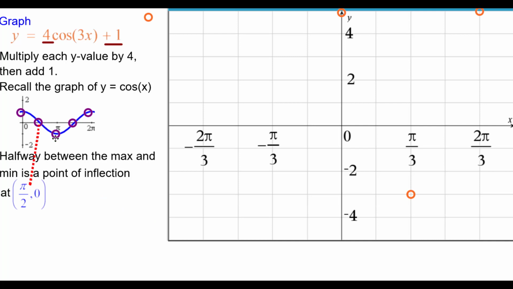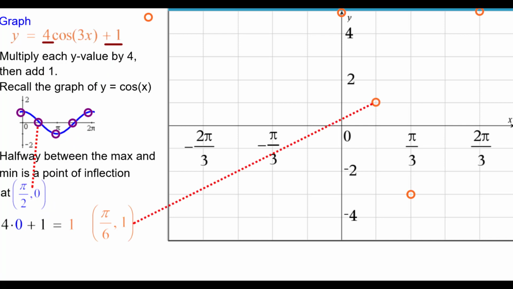Halfway between a max and a min is a point of inflection. Here it's going to be at pi over 6, not pi over 2. That's halfway between here. For the point of inflection, 0 times 4 is 0, plus 1 is 1. So that's going to be at the point pi over 6, comma 1.